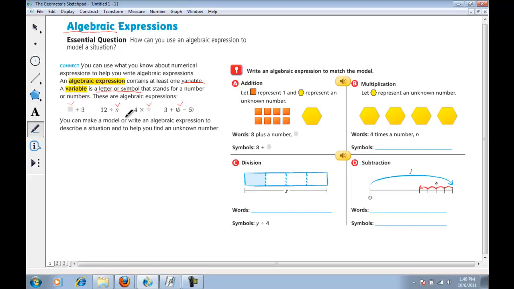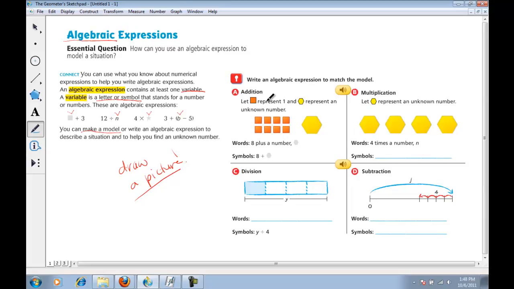You can make a model or write an algebraic expression to describe a situation and to help you find an unknown number. Making a model is very, very helpful when solving math problems. Making a model is also known as drawing a picture. And that is one of my favorite strategies to use when I'm solving math problems. Now let's take a look at these models. It says here to write an algebraic expression to match the model.